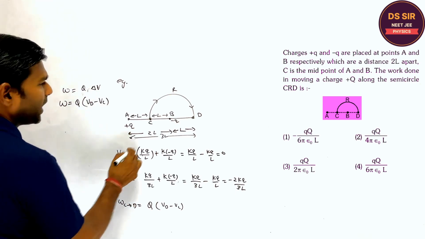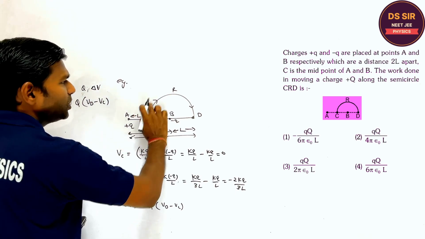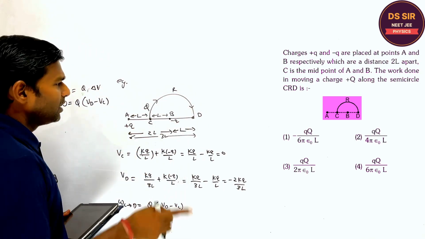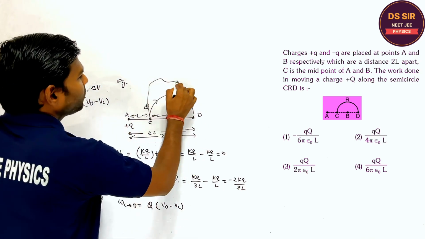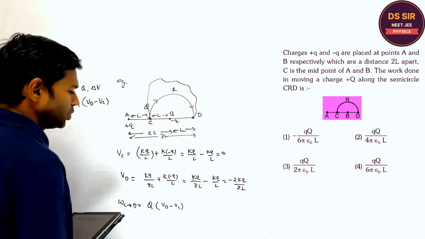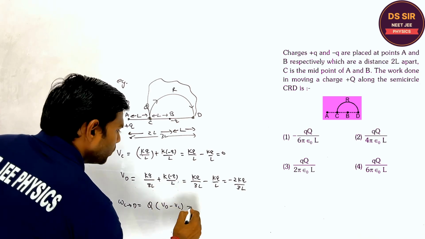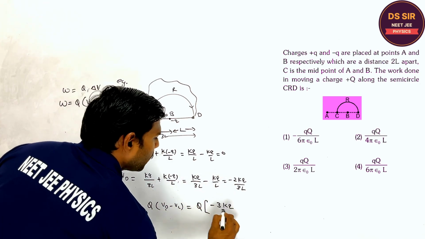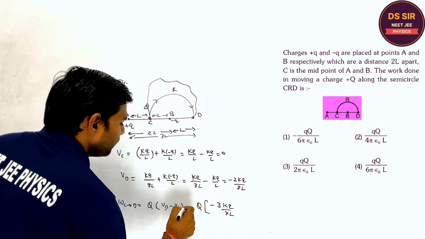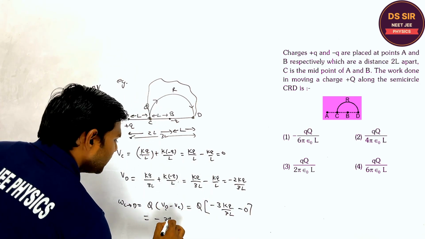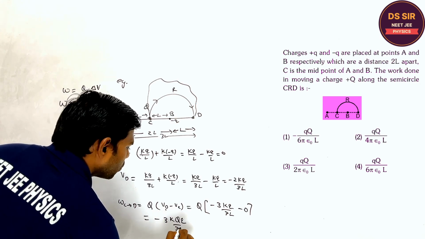Now you have to take the charge Q from C to D along the semicircle path. It does not depend upon the path. The work done does not depend upon the path. Whatever the path it is, it depends upon the initial and the final position. So the Q charge is to be taken, right? And the D potential is what? Minus 2KQ upon 3L, and the C potential we have found is equal to 0. When you simplify the work, you will get minus 2KQ upon 3L, right?